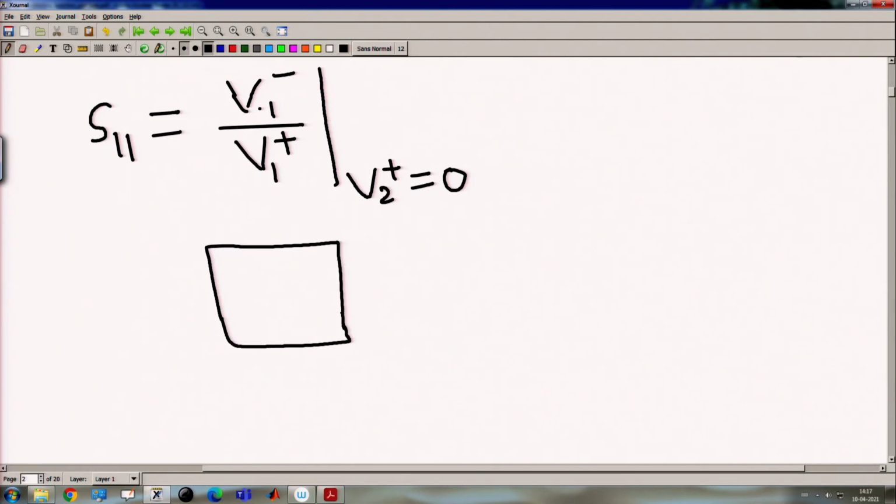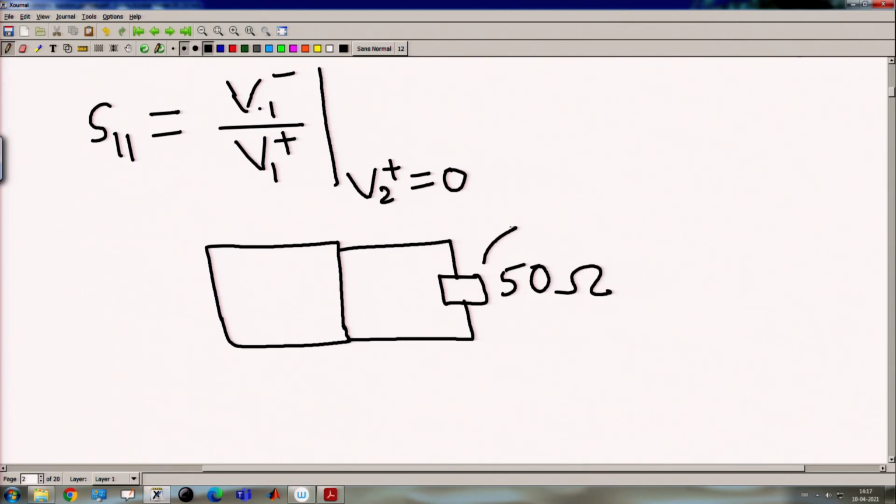By this condition we can find S11. We terminate port 2 with a matched load of 50 ohm, which we call ZL. Since port 2 is matched, there will be no reflected wave coming from this load, which means V2 plus equal to 0.